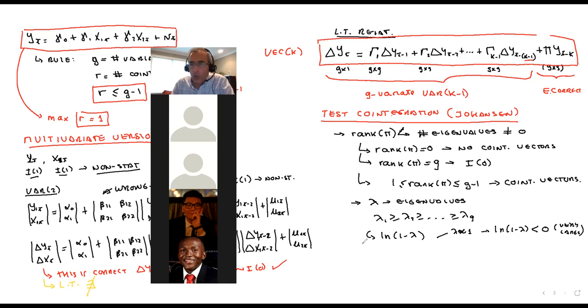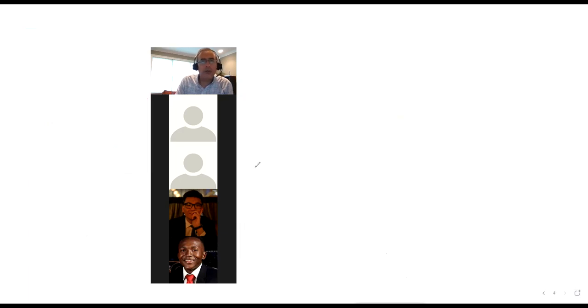Correct? Now, what happens when lambda equals 0, or is very close to 0? What we are going to get here is ln of 1, which equals 0. Do you agree? So it makes sense. This transformation of variable simply increases the power of the test. And based on these two, guys, he creates a couple of tests that we're going to see in a couple of minutes.